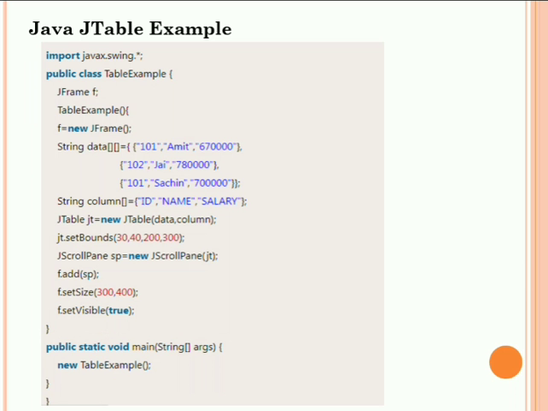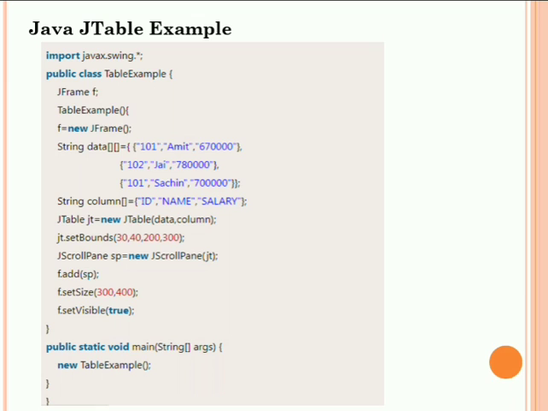Now we will see the example or program code for the tables, how we can create the tables. Import javax.swing, public class TableExample, JFrame f, TableExample. We are seeing here an example of a table, so it is written f is equal to new JFrame. String data: 101 Amit 67000, 102 Jai 780000, 101 Sachin 70000. String column.